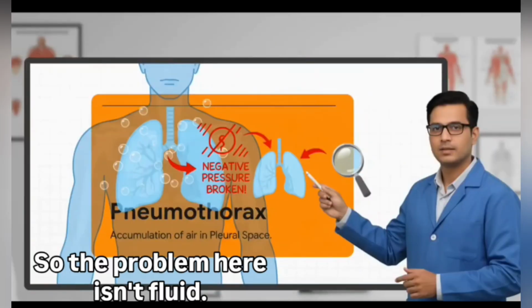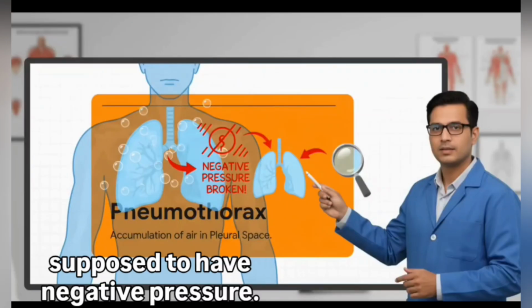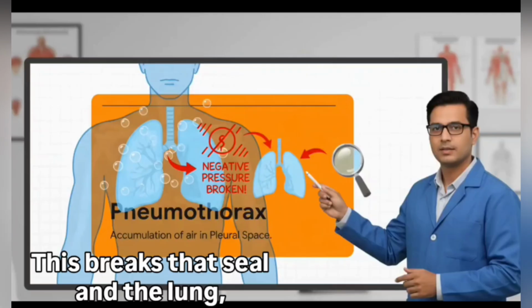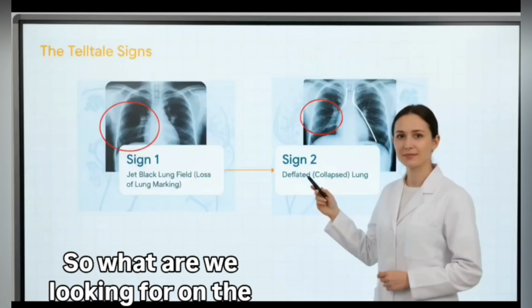So the problem here isn't fluid, it's air. Air has leaked into the pleural space, which is supposed to have negative pressure. This breaks that seal, and the lung, which is elastic, just collapses in on itself. So what are we looking for on the x-ray?